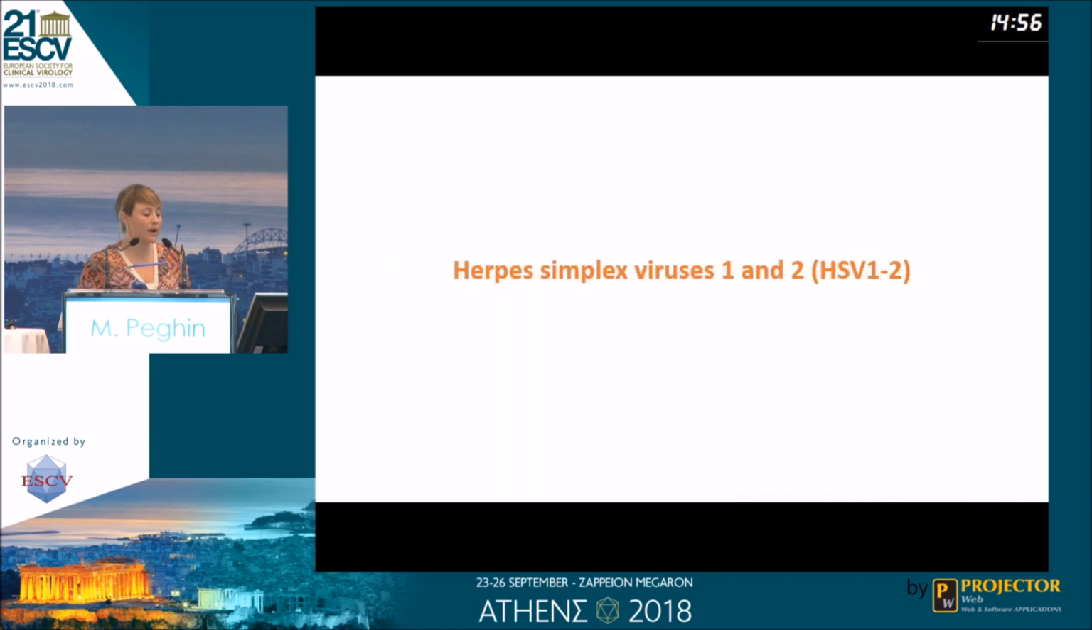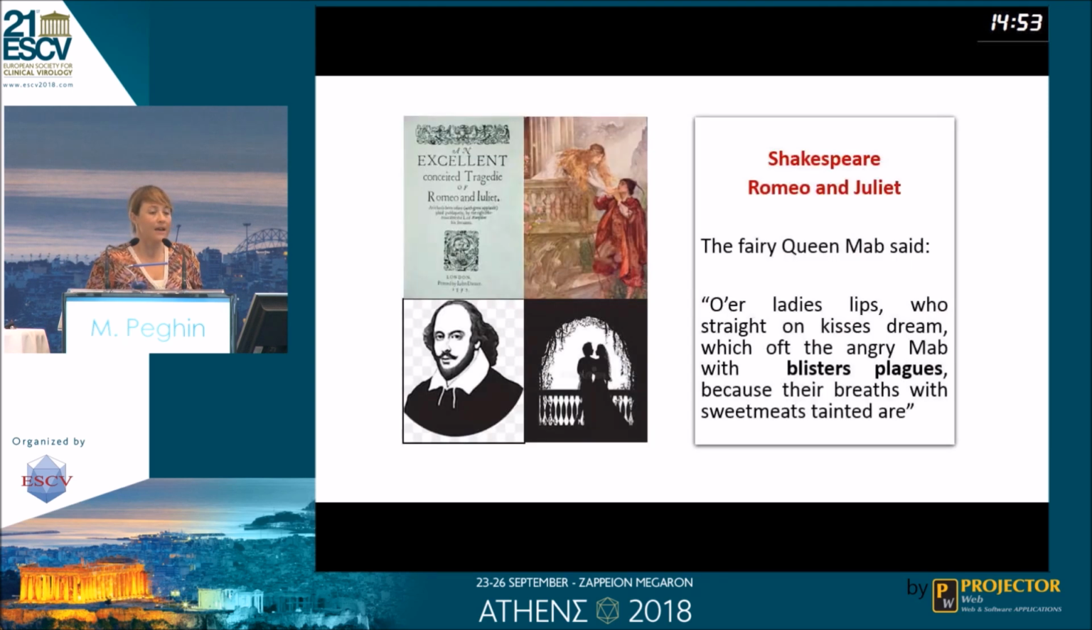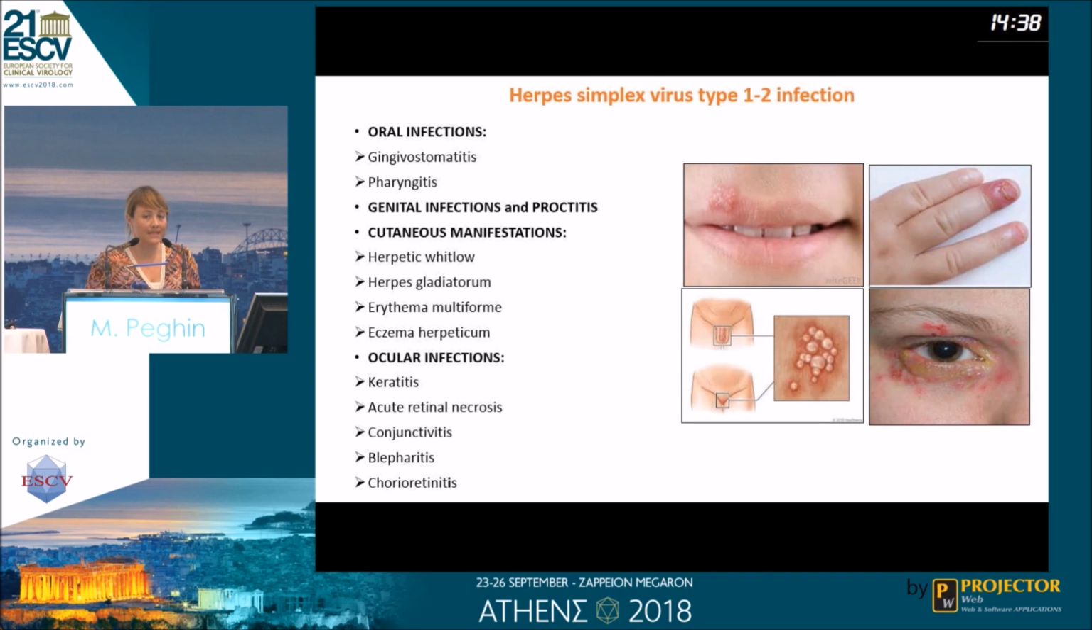First of all, we will focus on herpes 1 and 2. Herpes 1 and 2 have been known since the ancient Greeks, and Shakespeare somehow had some familiarity with the disease, since he referred to it in Romeo and Juliet. Herpes 1 is well known to mainly cause blisters and ulcers in the oral area, whereas genital infections are mainly caused by herpes 2. But several other areas can be affected, including cutaneous manifestations and ocular infection, which can have severe morbidity.